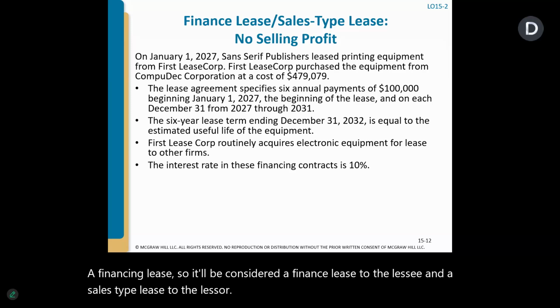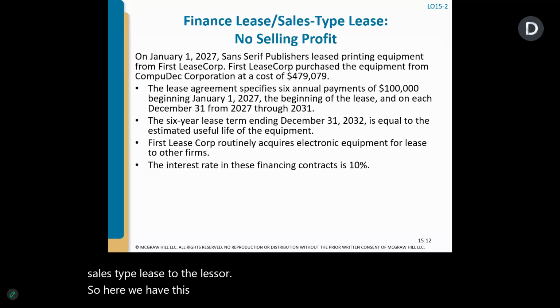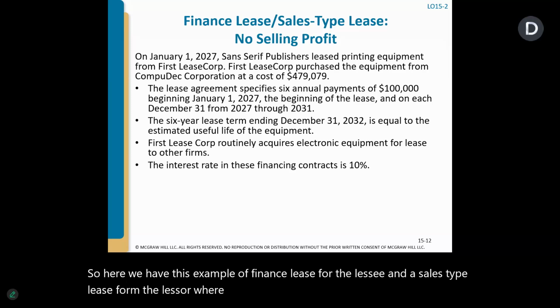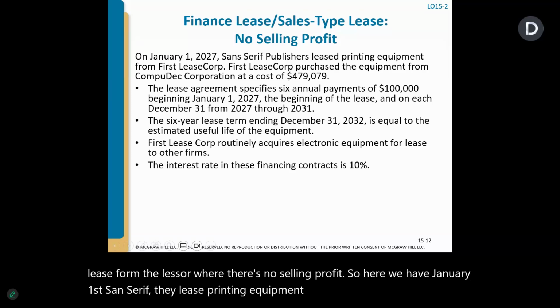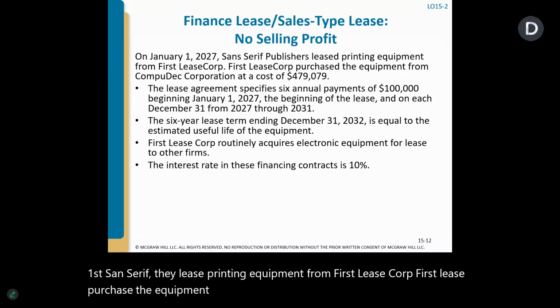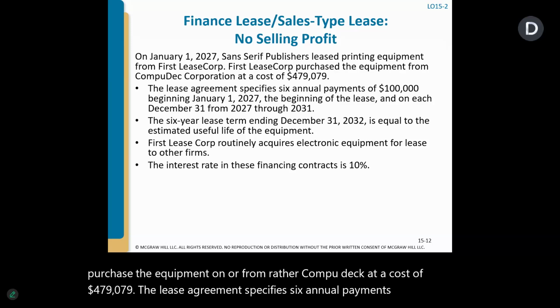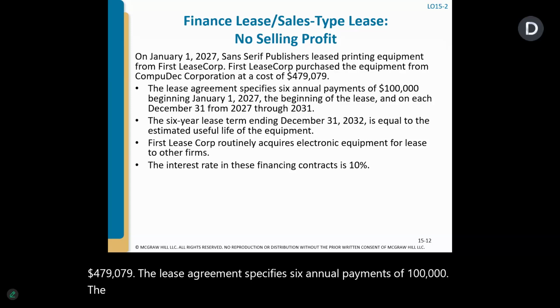So here we have this example: a finance lease for the lessee and a sales type lease for the lessor, where there's no selling profit. So here we have January 1st, Sans Serif leases printing equipment from First Lease Corp. First Lease purchased the equipment from CompuDeck at a cost of $479,079. The lease agreement specifies 6 annual payments of $100,000. The first payment is January 1st, 2027, and every December 31st going forward.